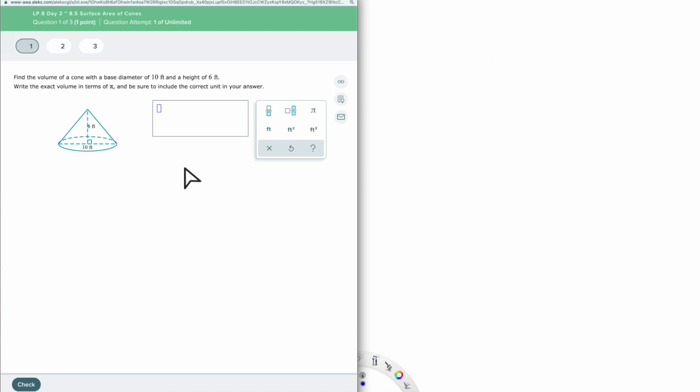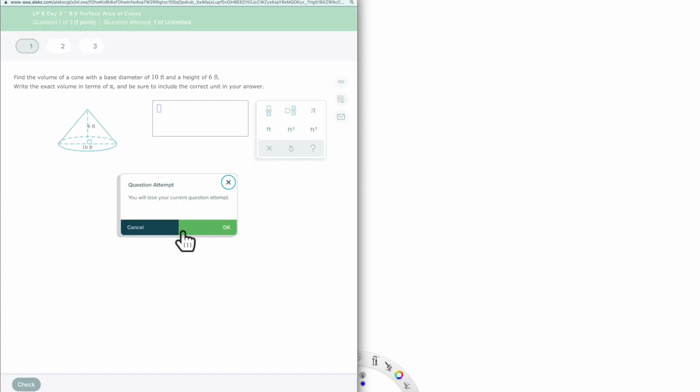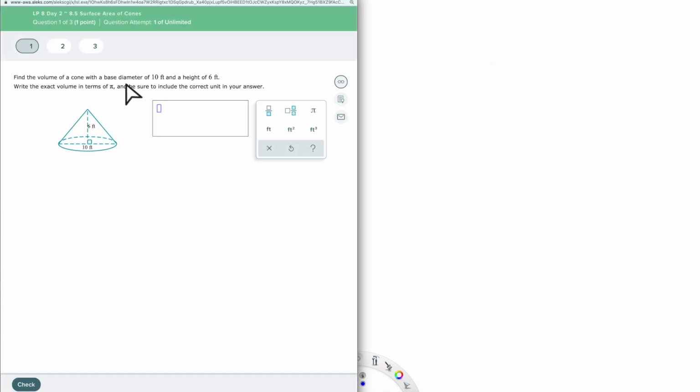All right, so along inside here we have explanation, example, and message center. Explanation tells you you're going to lose your question attempt because it's going to give you the solution to this question. So it's not going to give you the answer and then let you come type it in. Sorry, that's not how this works.